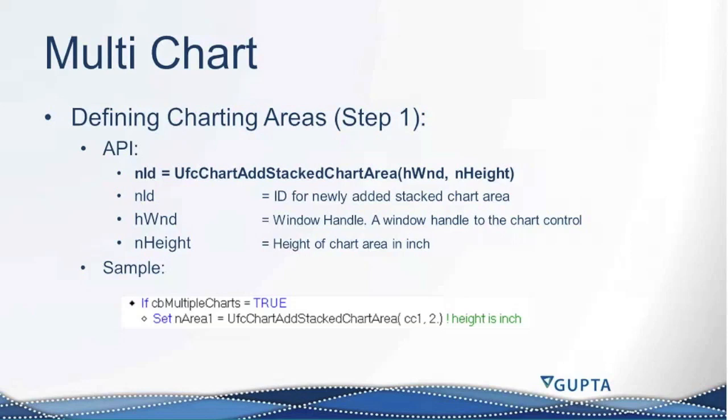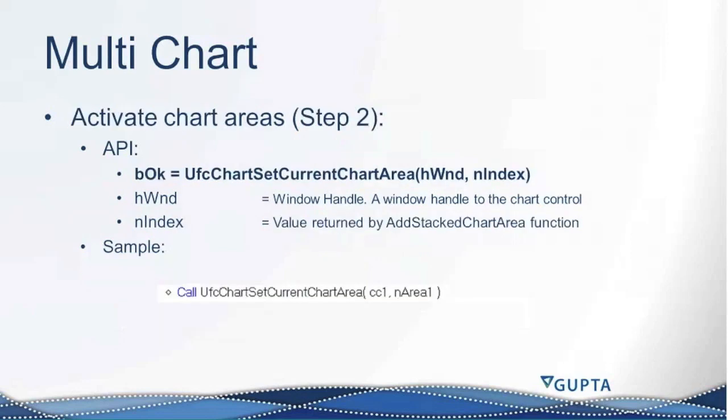The second step is you have to set this new area as a current chart area, because maybe you want to add additional API calls, you want to set additional properties for this charting area. So at this point, you see chart set current chart area with the second parameter of the index will now activate this new charting or painting area inside your charting control.